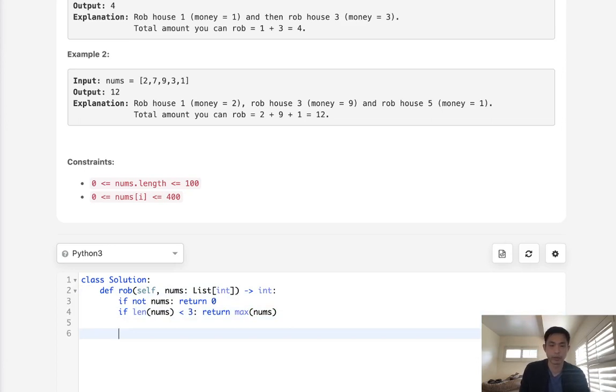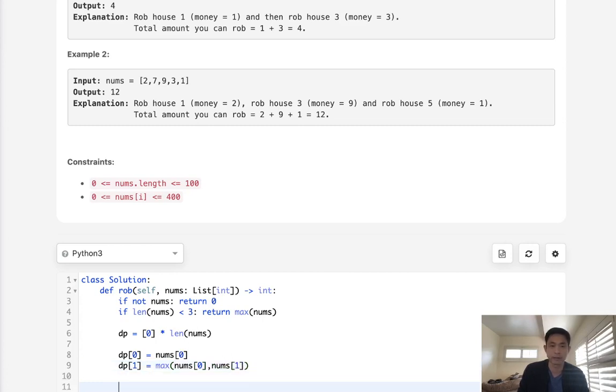Other than that, we want to first start off by creating a DP array. This is just going to be a list of integers with the length of nums, so we'll just multiply that with the length of nums. Now we first need to initialize the first 2 values. For the first house, we only have 1 choice, so dp0 would just be equal to nums0. For the second house, we could either rob this house or skip it and rob the previous house instead, so that would just be the max of nums0 and nums1.